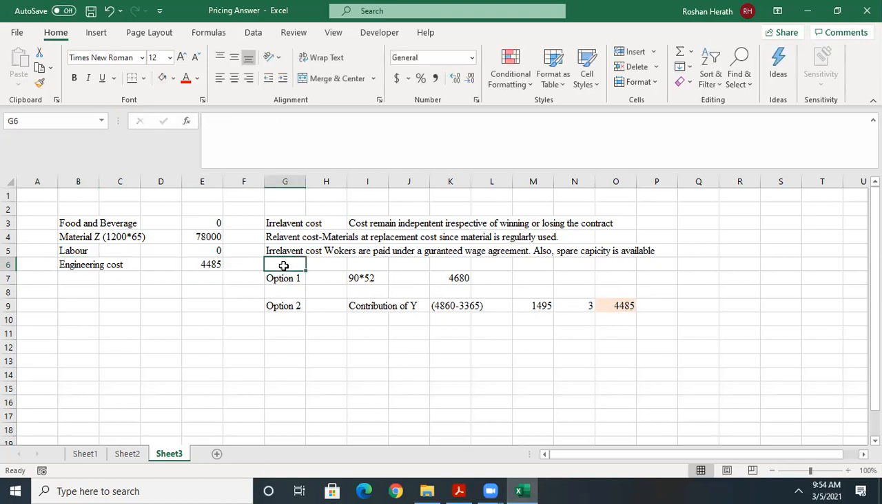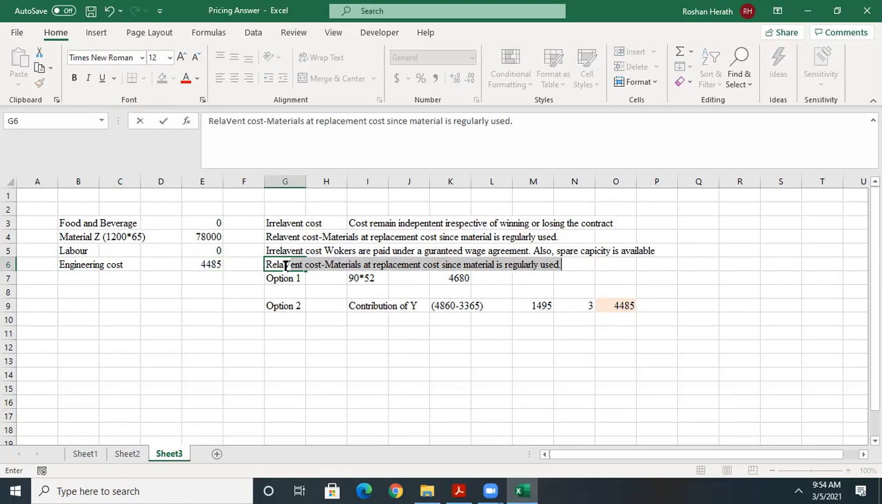The relevant cost is the lower of the two options.